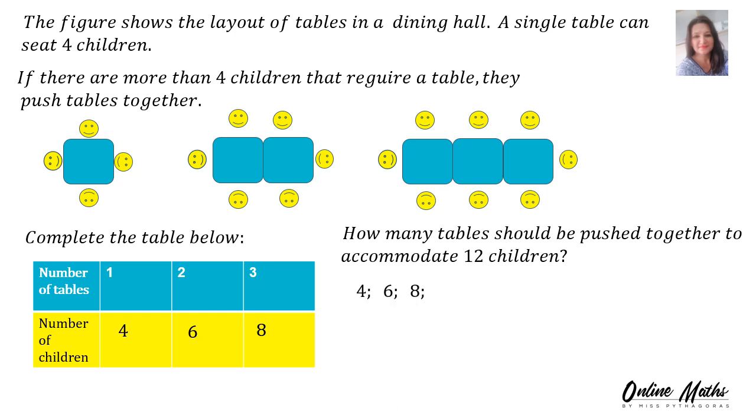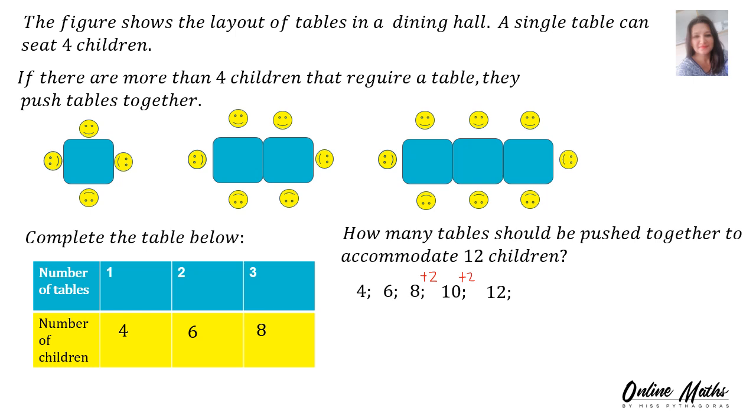Now, do you agree the number of children, they form a little sequence, 4, 6, 8. And I think it's very clear that there's a constant difference of 2. So when you add 2, you get 10. When you add 2, you get 12. So what is the answer?